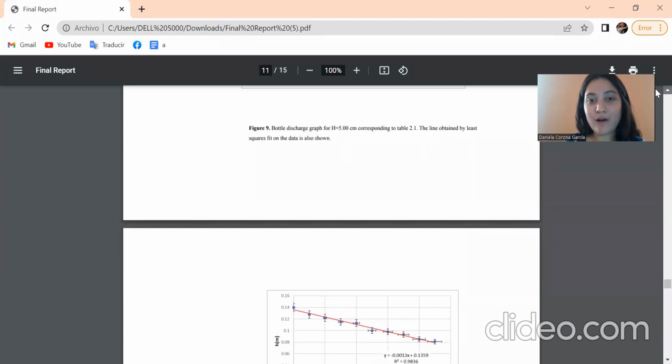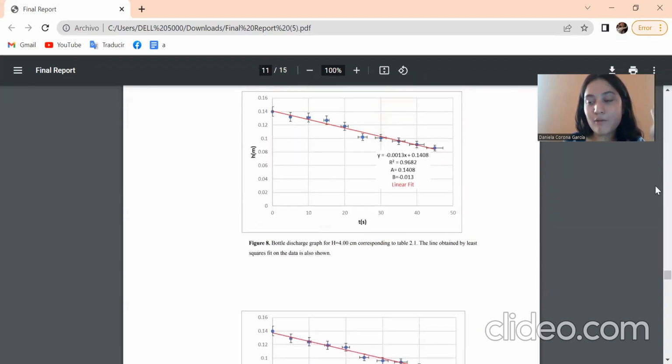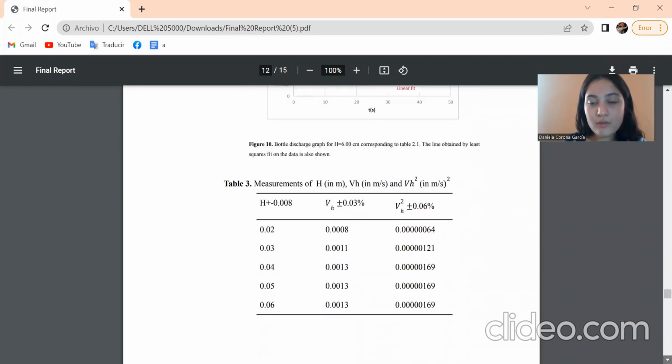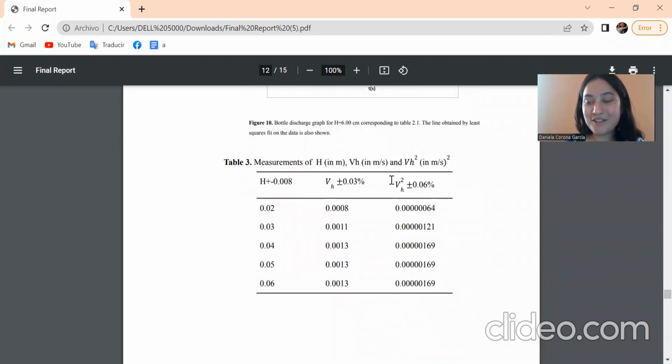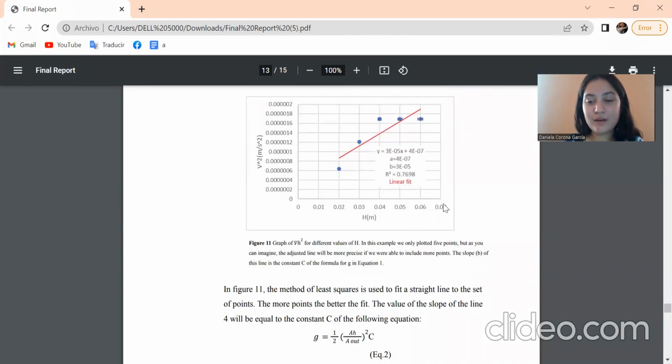We did a graph for every one of the experiments. No, sorry, these graphs are from H to S. So we only did it like that, and we also did a linear fit. We did the graphs for every one of the tables, and then we used the VH that I mentioned, the 0.06%. Here it is, and we calculated the measurements, and later we did the linear fit.